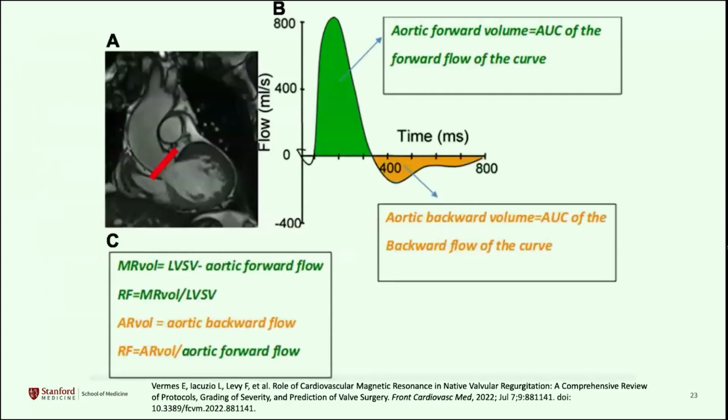And so how do we do it? Well, this is historically how we've done it with 2D phase contrast imaging. We draw a line perpendicular to the flow in the vessel, and then we're able to directly quantify the forward flow through the valve, and then the regurgitant volume with an area under the curve. So we get a direct aortic regurgitant volume as well as a regurgitant fraction in order to quantify the severity.